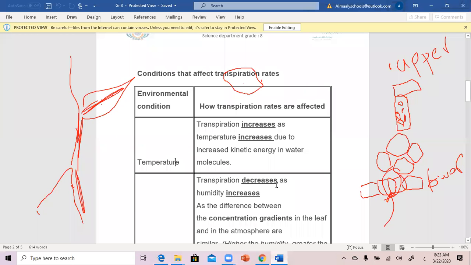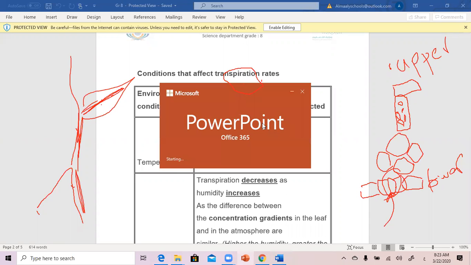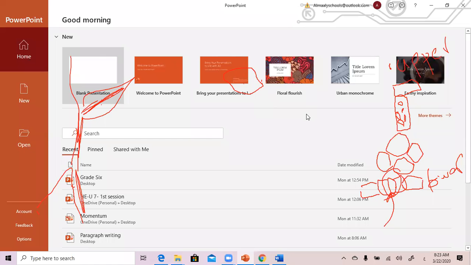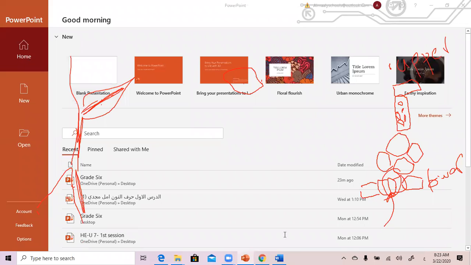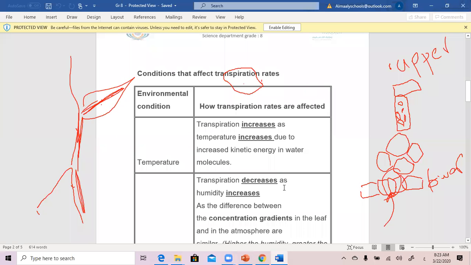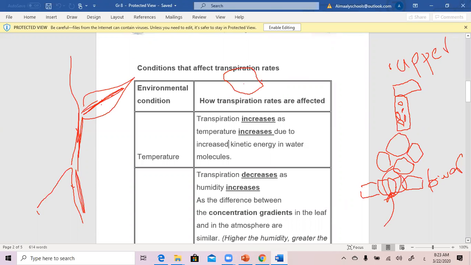Just to read this one. Transpiration increases as temperature increases, due to increased kinetic energy in water. Now, number two, transpiration decreases as humidity increases.